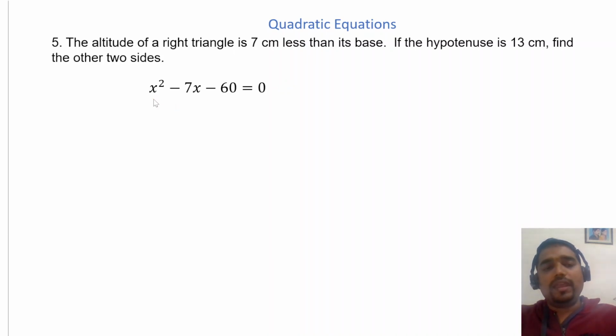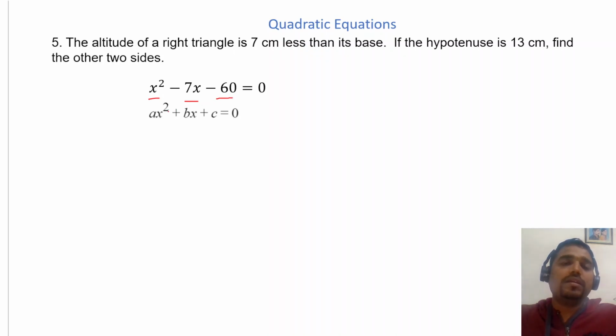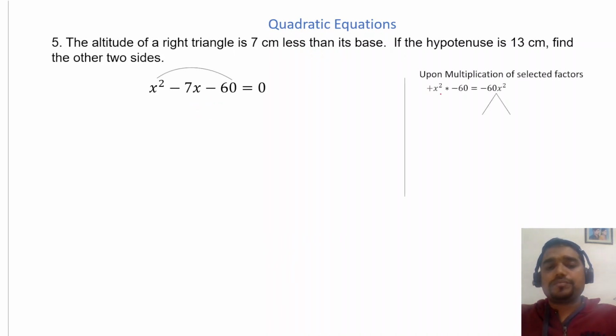Now this looks like ax square plus bx plus c is equal to 0. That is, the first term contains the x square term, the second term is the x term, and the third term is a constant term. Once it is represented in this way, this is the standard form of a quadratic equation. Once it is in standard form, we can apply the factorization rule and start the factorization. So in order to factorize, multiply the first and the last term, plus x square multiplied by minus 60, which is plus into minus is minus, 60x square. Also, upon addition or subtraction, we have to get minus 7x; that is, minus 7x is taken as the second condition.